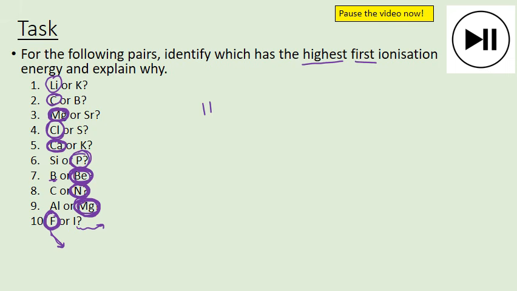I'm actually going to give you 2 more questions, 2 bonus questions. I'm going to ask you to compare nitrogen and oxygen, and sulfur and phosphorus. You've got 2 bonus questions here because I'm feeling generous. So pause the video again and have a look at those 2.